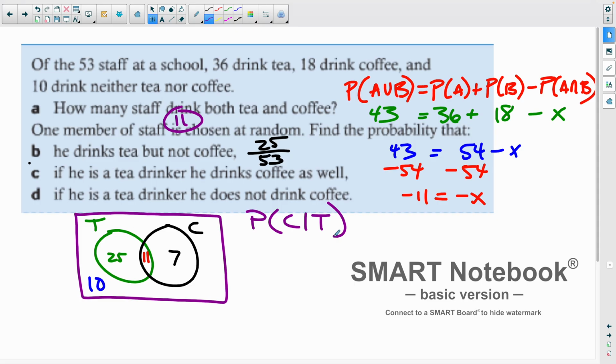Okay? There's 2 ways we could solve this one. All right? I'm going to show you both ways. I don't care which way you do this. If we were to do this using the formula, we would go the probability of coffee and tea over the probability of tea. Anytime you're using this formula, whatever the given is, coffee given tea, the given part is the denominator over here. All right? So the given part is always the denominator. So what is the probability that I'm a tea drinker?